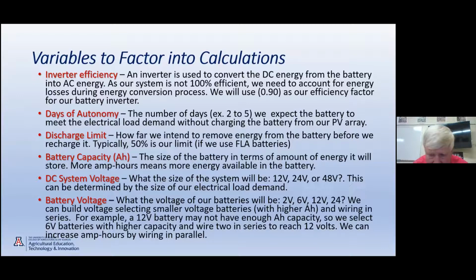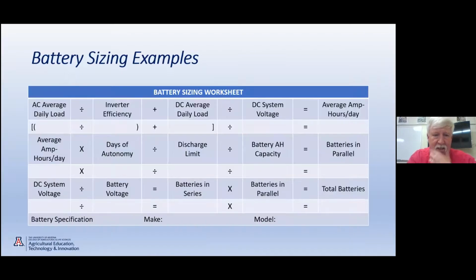So we do some math here in terms of actually piecing the system together to meet our needs. Let's take a look. This is a battery sizing worksheet that came from Solar Energy International. We can plug in these values and come up with an actual total. I'm going to take you through an example using this battery sizing worksheet.